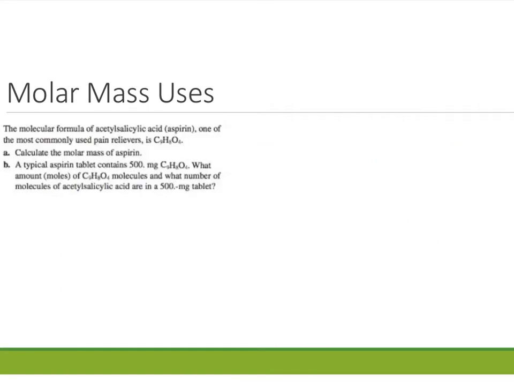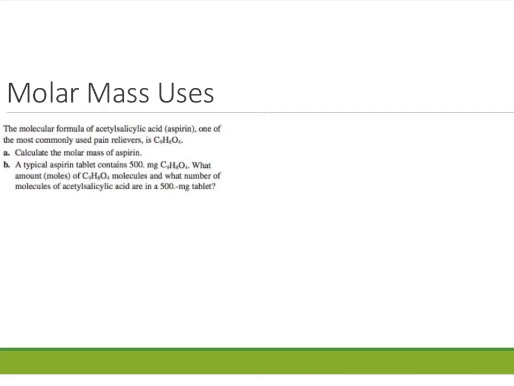All right, let's tackle another problem. The molecular formula of acetylsalicylic acid, or aspirin, one of the most commonly used pain relievers, is C9H8O4. They want us to calculate the molar mass of aspirin, and then ask: a typical aspirin tablet contains 500 milligrams of C9H8O4. What amount in moles of acetylsalicylic acid molecules and what number of molecules are in a 500 milligram tablet? So, let's start off with what we know.